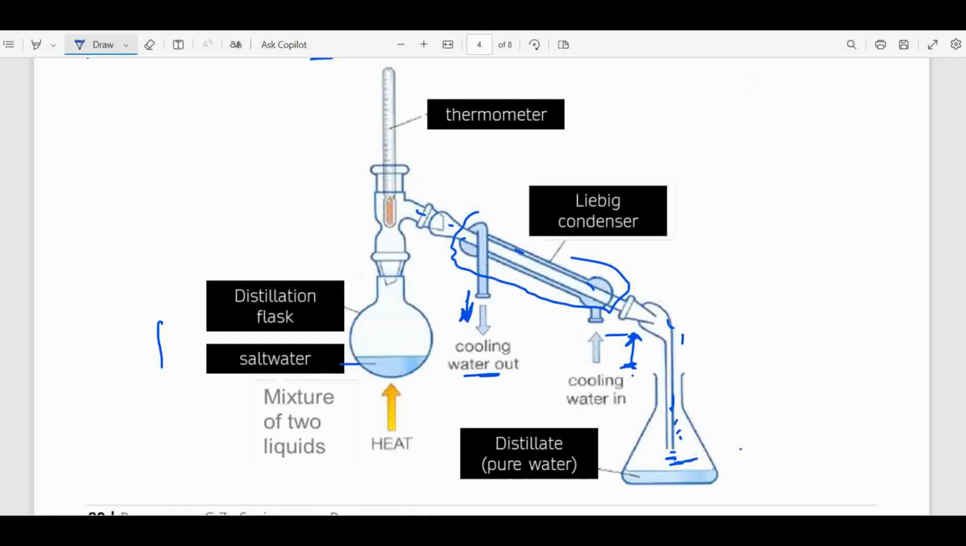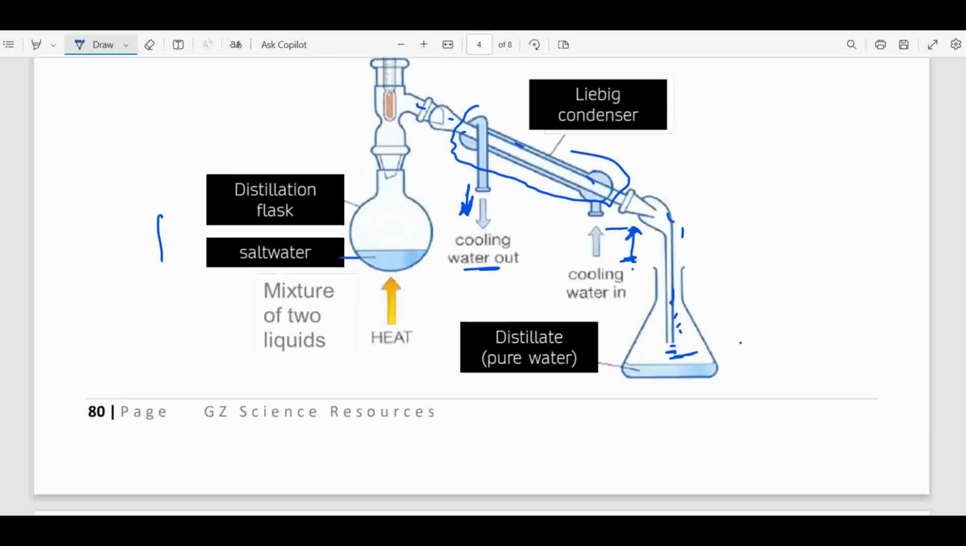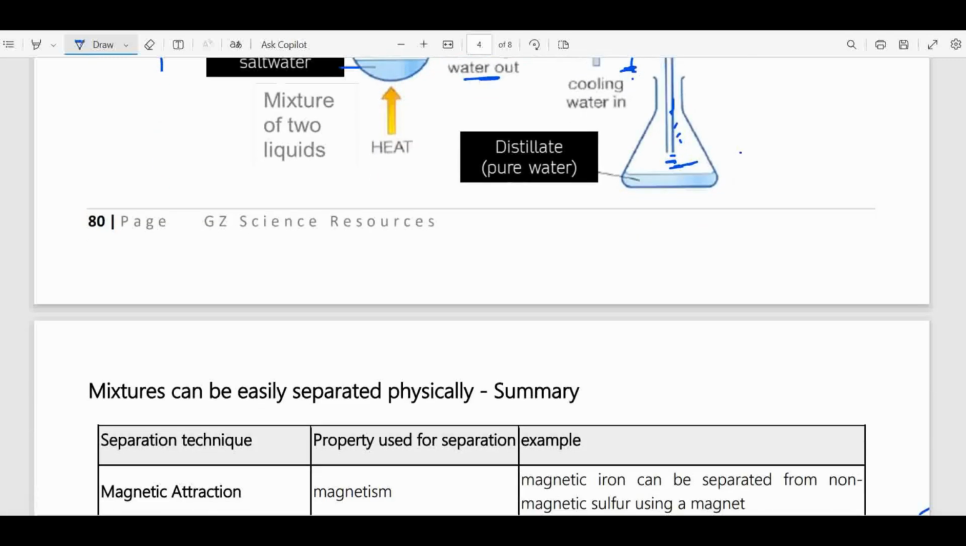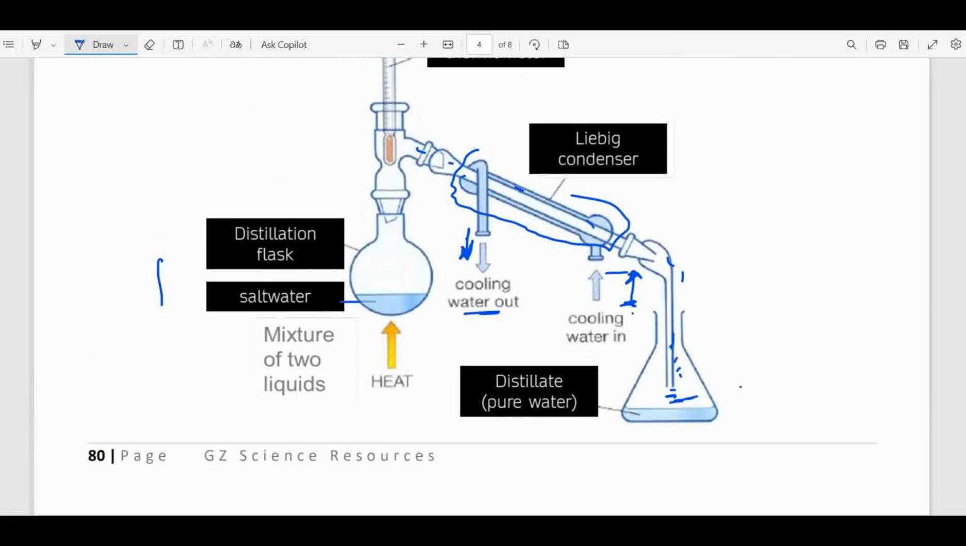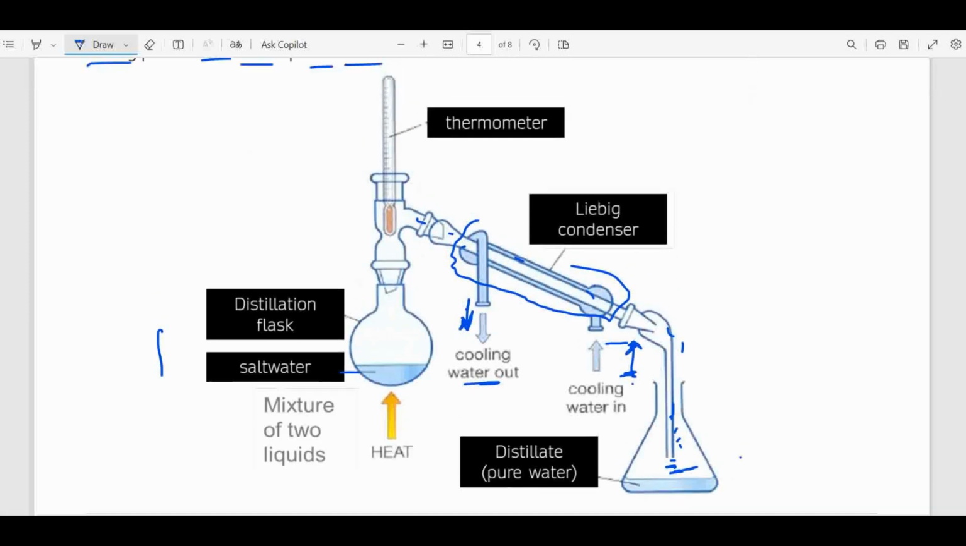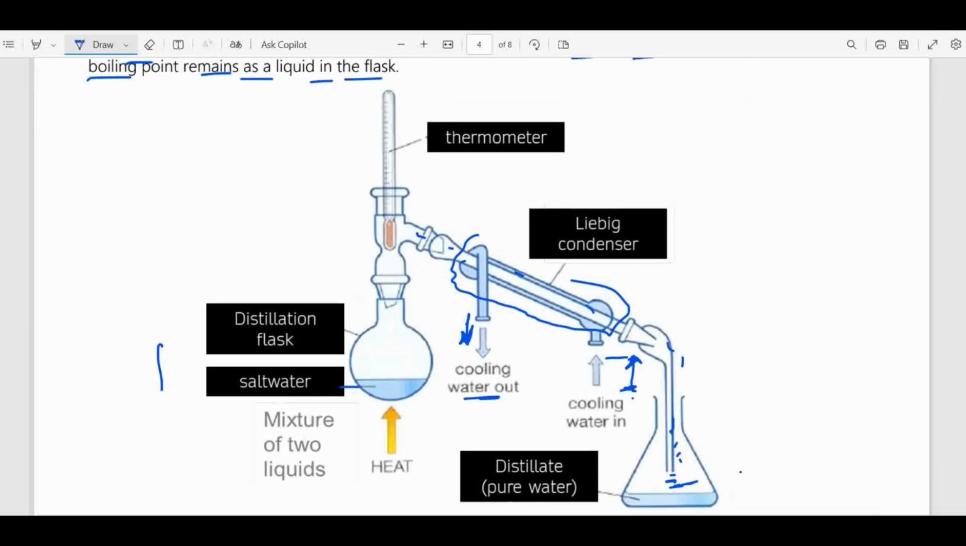And that is distillation. So when you apply that to fractional distillation, you'll be dealing with more miscible liquids, right, with different boiling points. And an example of that would be petroleum, or the purification of crude oil, where you have different components and they are separated out by fractional distillation.